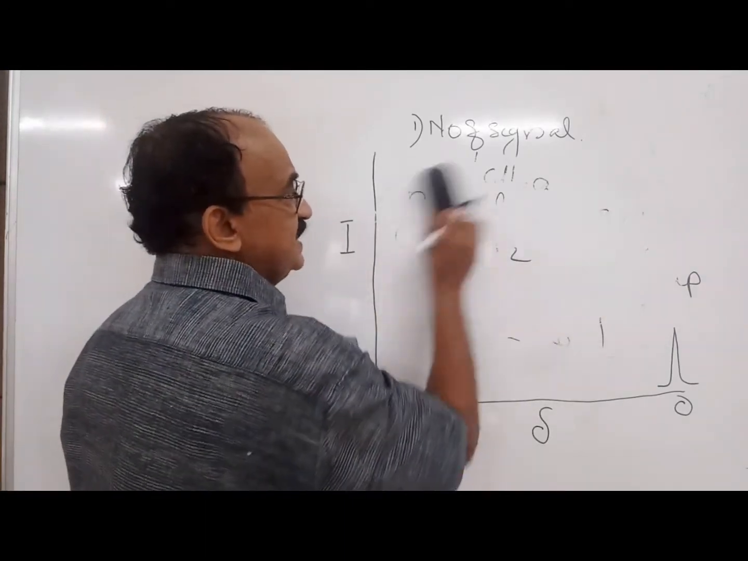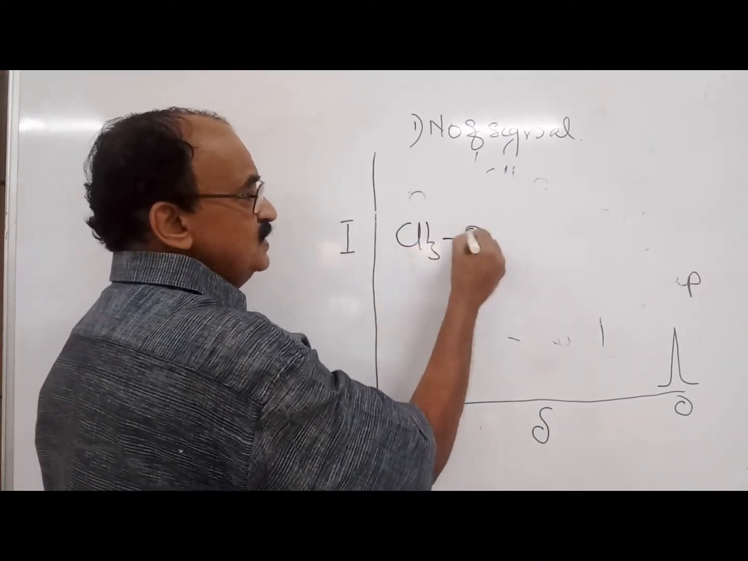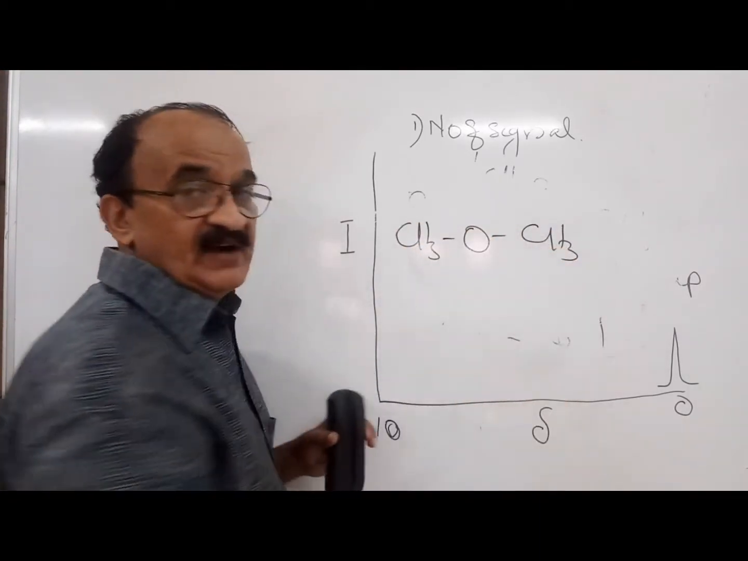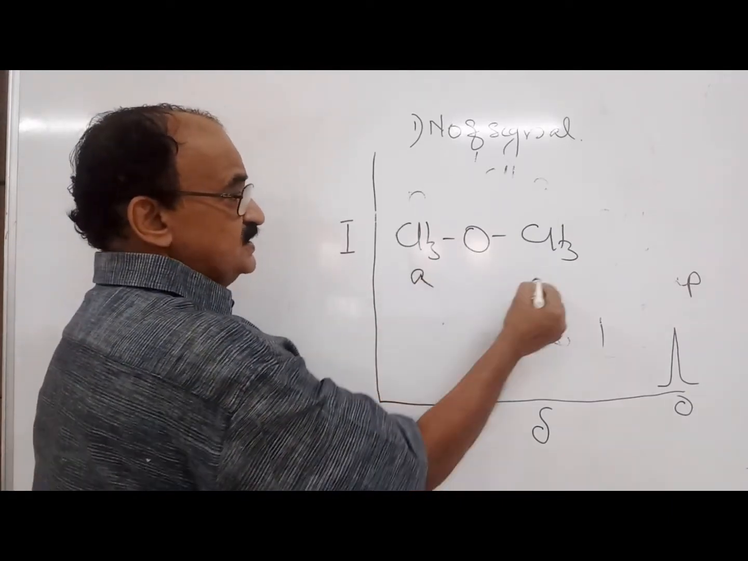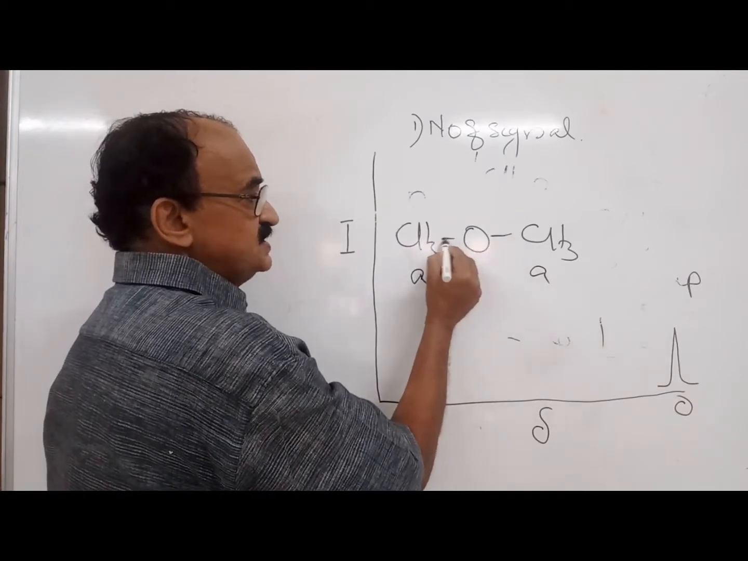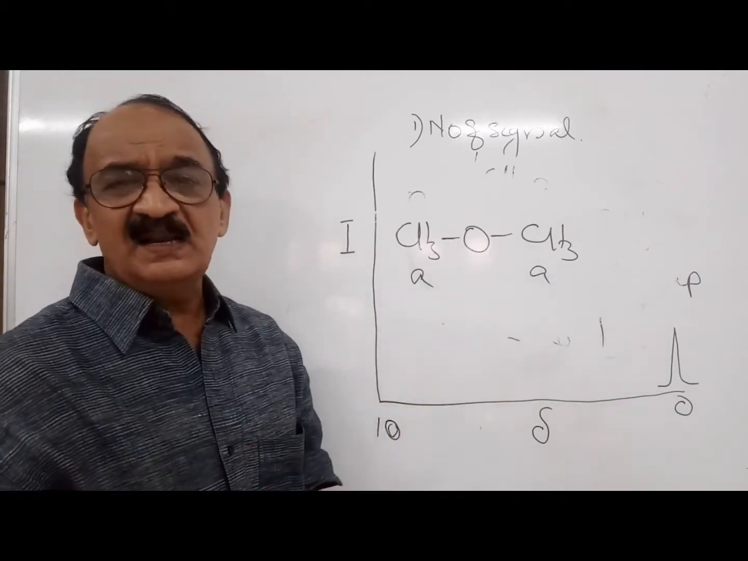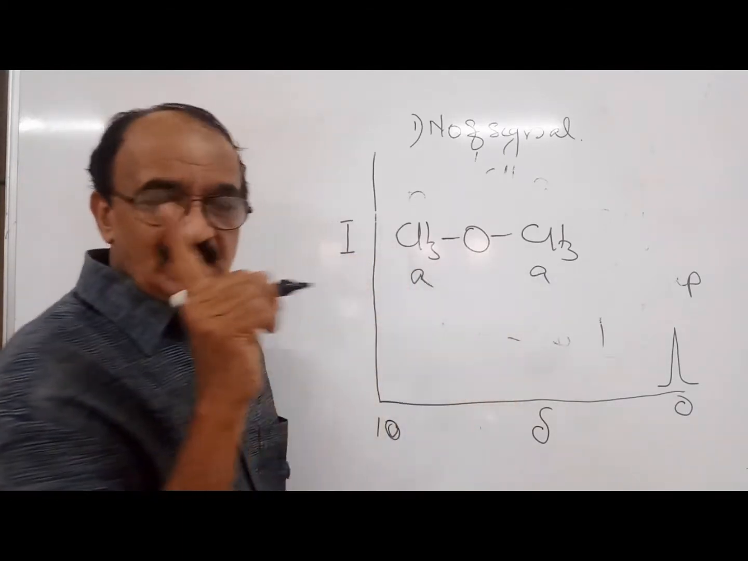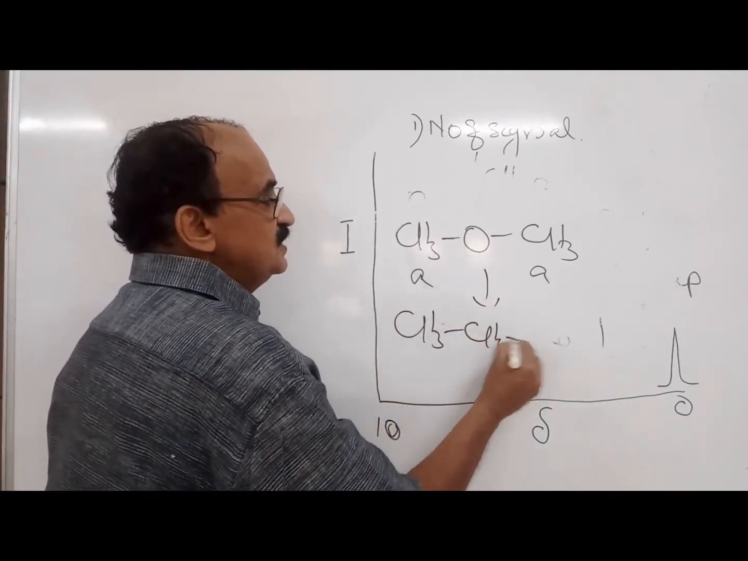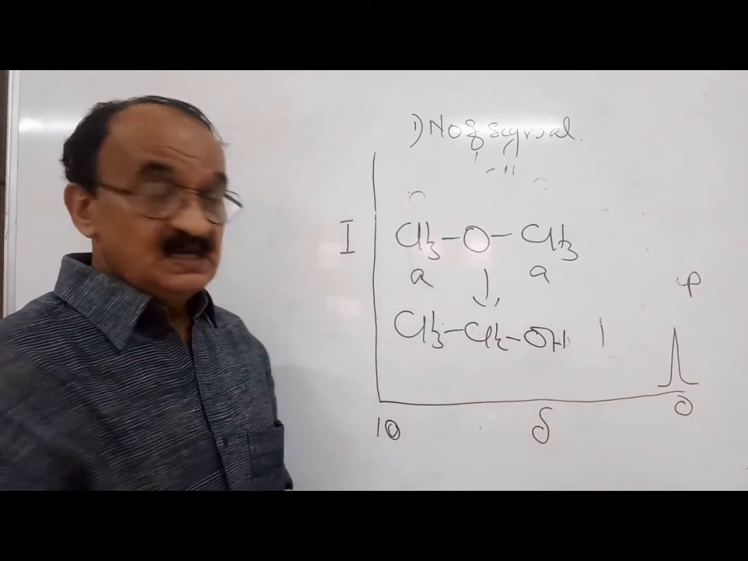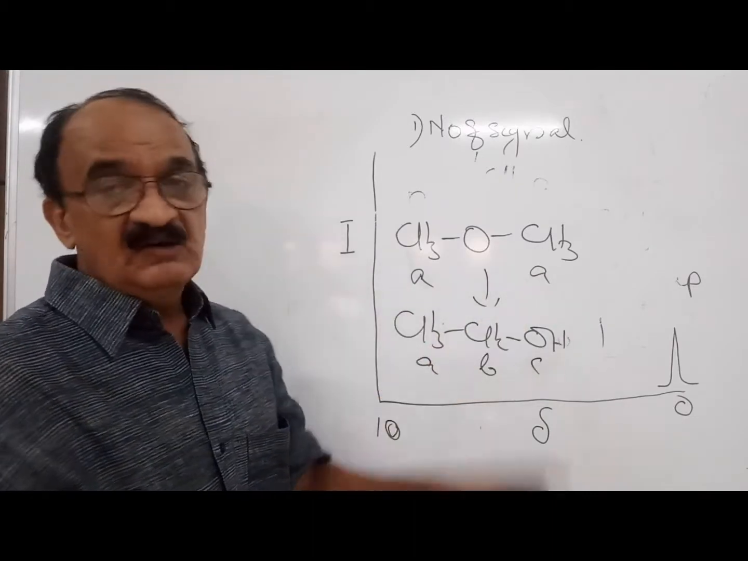Okay. Now can you say the number of signals given by this one? CH3, single bond O, single bond CH3, a functional isomer of ethanol. How many signals can it give? It is A type. This also A type because these 3 methyl protons are equidistant from oxygen. All the hydrogen atoms are under a similar chemical environment. So this gives only 1 signal. Right? Its isomer, CH3, single bond CH2, single bond OH, can give 3 signals because there are 3 sets of protons, but this one gives only 1 signal because it contains only 1 type of proton.